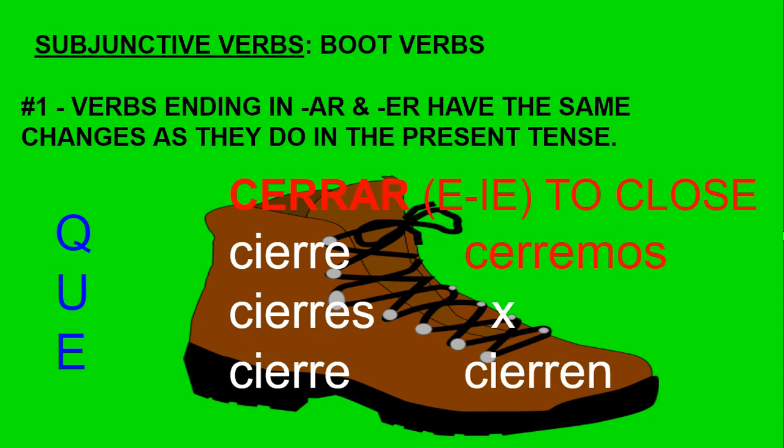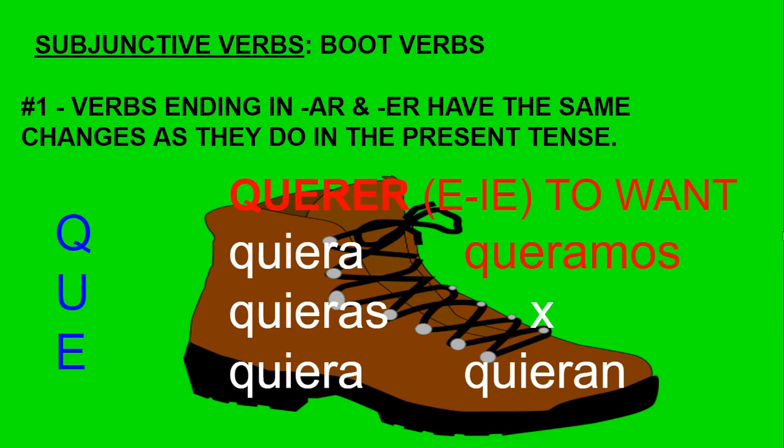Let's go to the next one, the verb querer. So querer means to want. So it's just an ER verb. So que yo quiera, que tú quieras, que él quiera, que nosotros queramos, que ellos quieran. Okay, so that's to want. So just like we did in the present tense, we just conjugate it in the boot form right there.